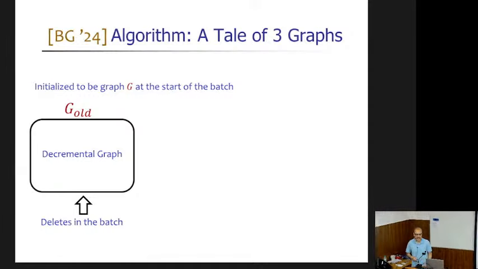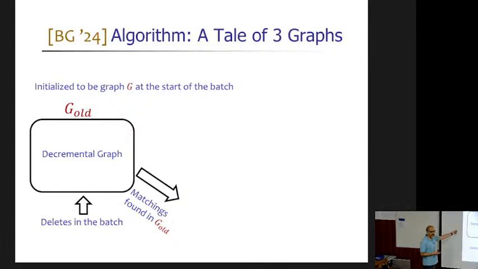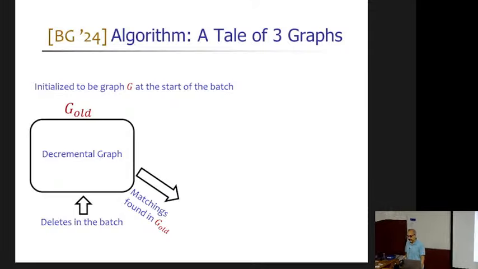But there is another way it's going to lose edges. When we are solving ISM instances, if I find a large matching inside G old, I'm going to remove those edges from G old and put it somewhere else. Those edges are also going to be lost from G old.